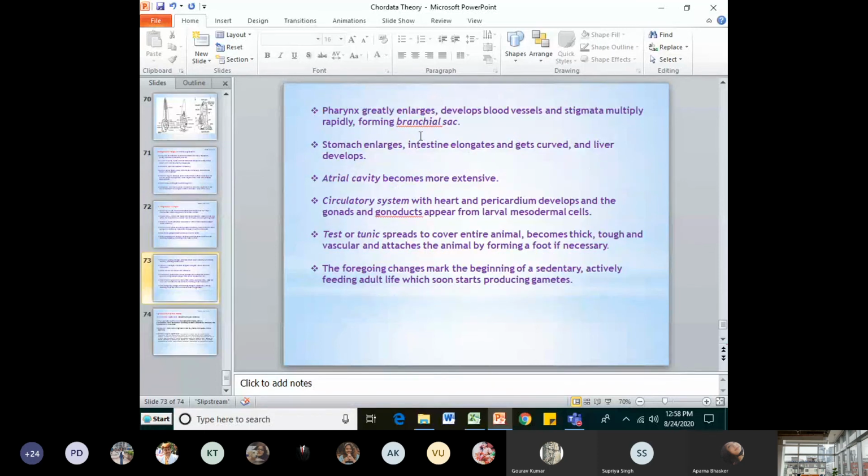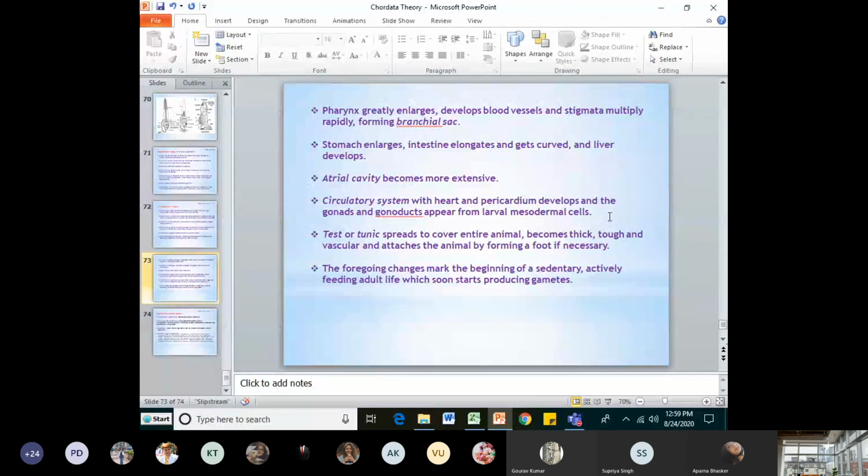The pharynx greatly enlarges, develops blood vessels, and stigmata multiply rapidly, forming the branchial sac. Then the stomach enlarges, the intestine elongates and gets curved, and the liver develops. So this is how the animal has got a fully functional digestive system. The atrial cavity becomes more extensive so as to accommodate all kinds of organs within it. As I told you, the atrial cavity is the outermost cavity in which other cavities or organs lie. Then the circulatory system with heart and pericardium develops, and the gonads and gonoducts appear from larval mesodermal cells.